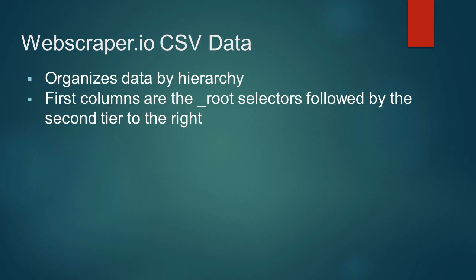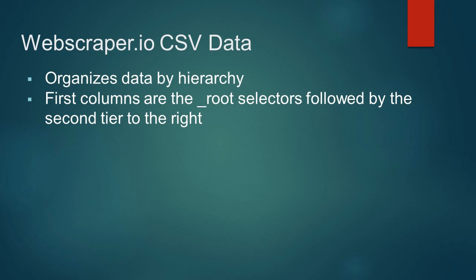And webscraper.io does it by hierarchy. This is where that selector graph comes into play, because anything on the level with root comes first in the columns, and those ones get copied for each row. So anything that comes after those ones will get tacked on to the right.